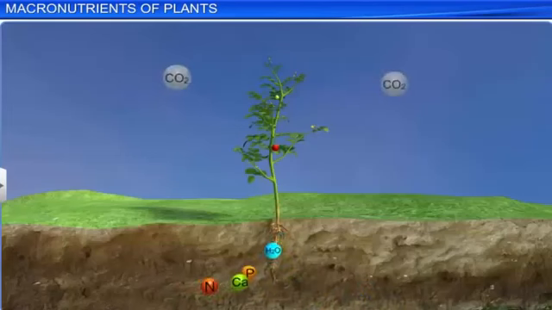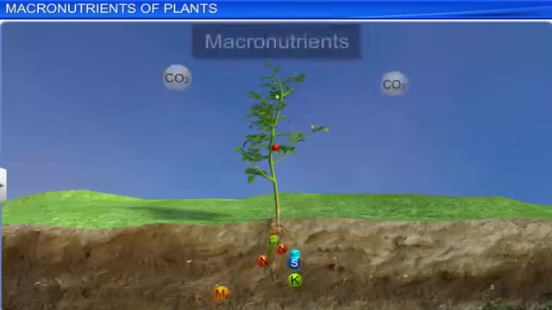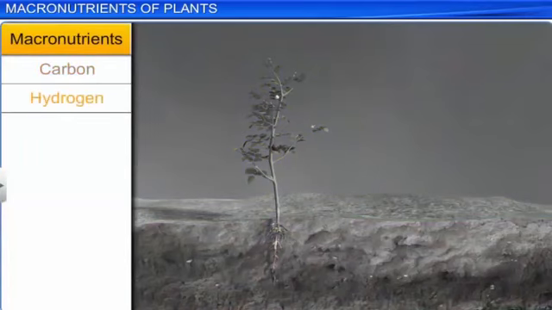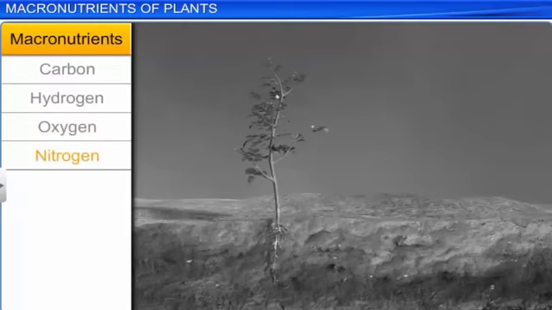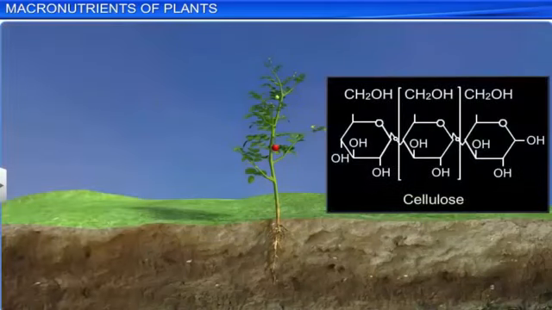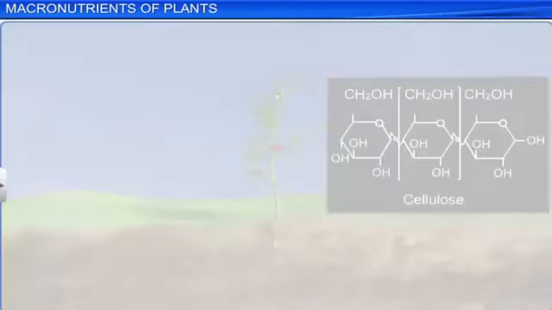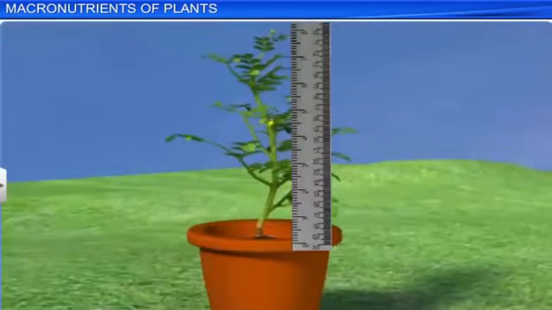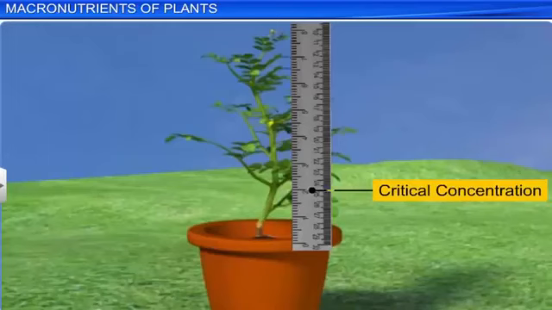The elements that are required by plants in large amounts are called macronutrients. Examples are carbon, hydrogen, oxygen, nitrogen, phosphorus, sulfur, potassium, calcium, and magnesium. They are used as building blocks, and their unavailability leads to retarded development of the plant. The concentration of essential elements below which plant growth is retarded is termed as critical concentration.